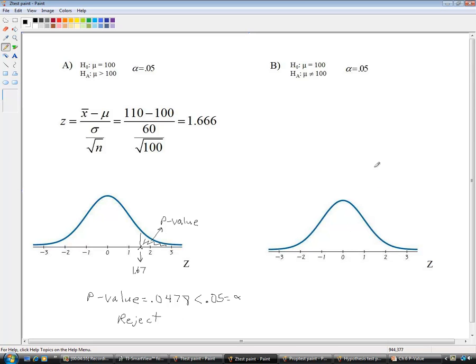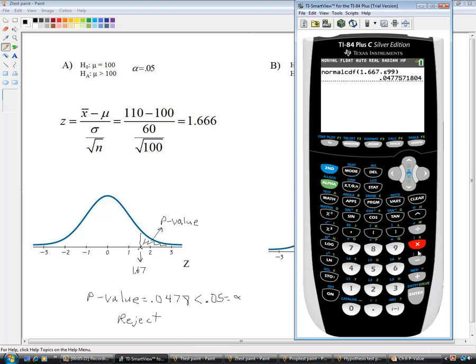Now for the two-tailed test, again we have 1.67, which is about here. And we're going to calculate that area. However, we're going to have to double it because it's a two-tailed test and you're going to be cutting alpha in half. So the p-value here is going to be the area we just found times 2. So the p-value for the two-tailed test is 0.0955.